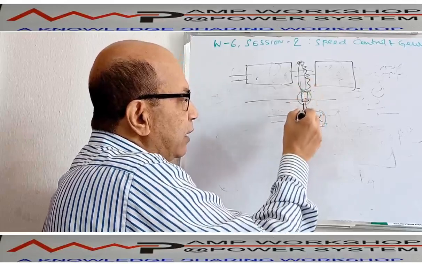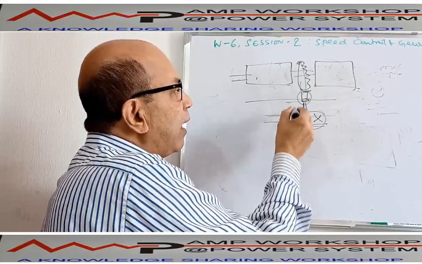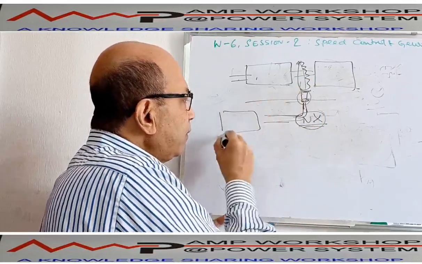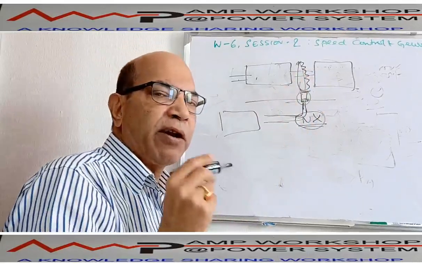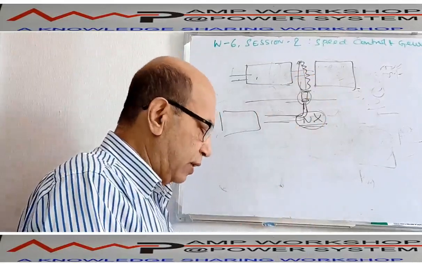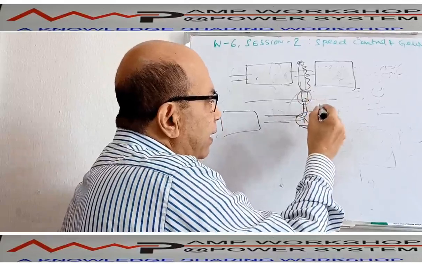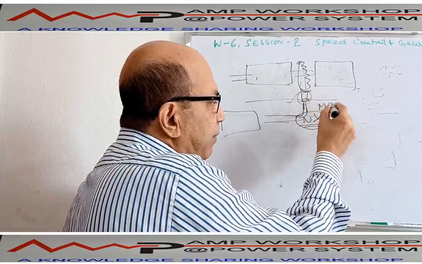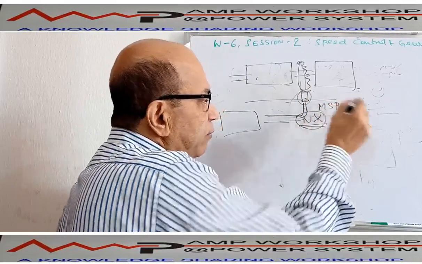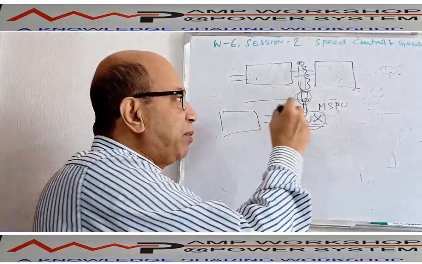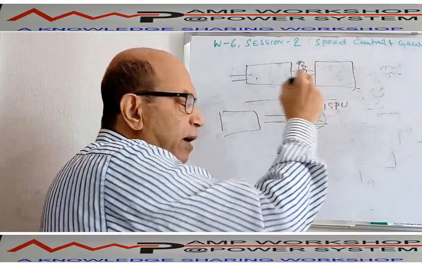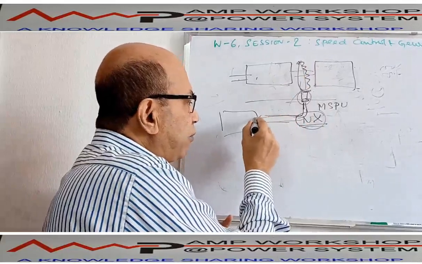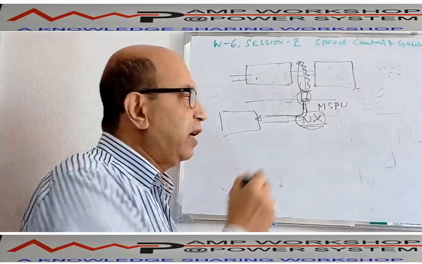The signal is generated. That AC signal will come to the controller. That will give the present speed or actual speed of the turbo generator set. So this device we call the magnetic speed pickup unit, MSPU. This MSP will sense the turbine speed, and that speed will come to the control element as an input.